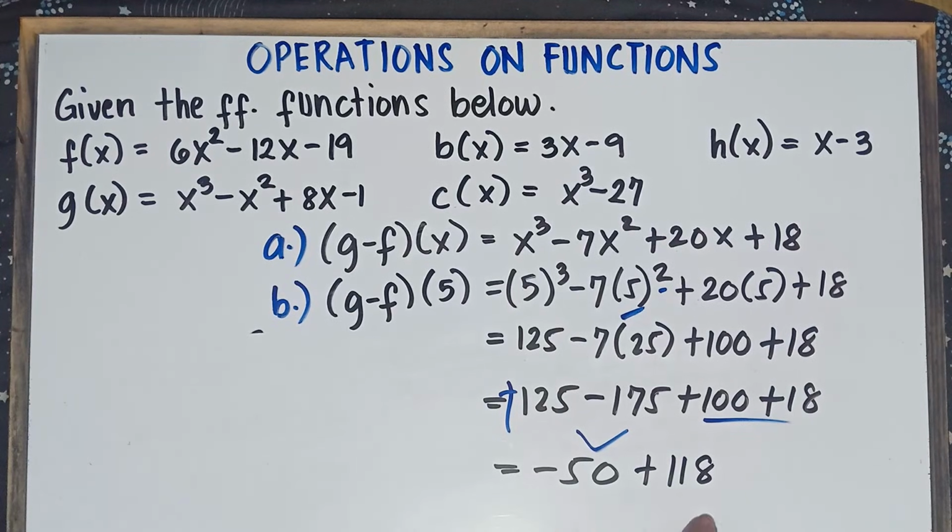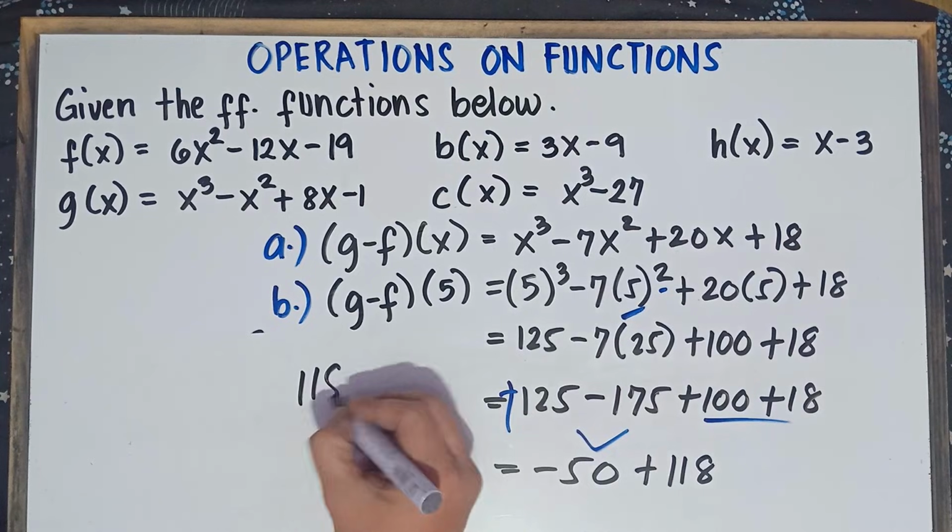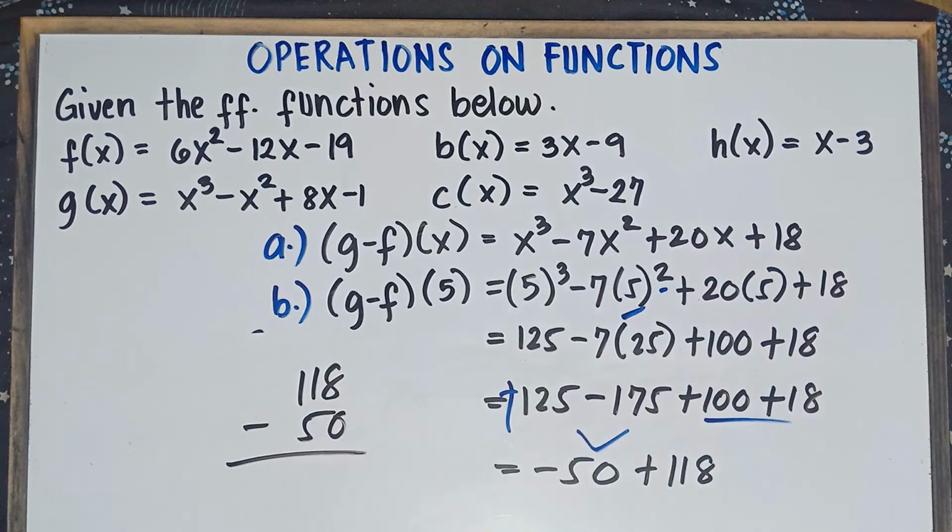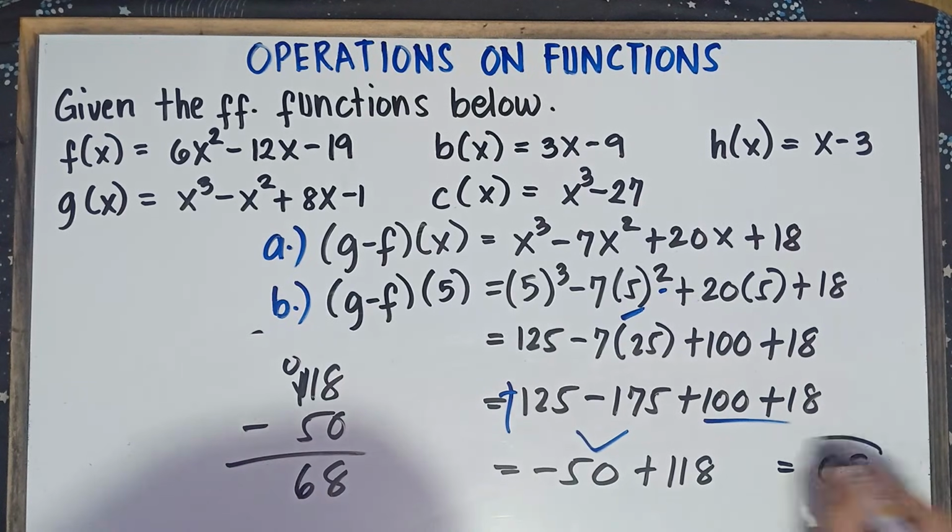Once again, unlike signs, subtract: 118 minus 50. So 8 minus 0 is 8. And then 1 minus 5 cannot be, so borrow 1. This becomes 0, and this becomes 11. 11 minus 5 is 6. So therefore, class, our answer is 68.